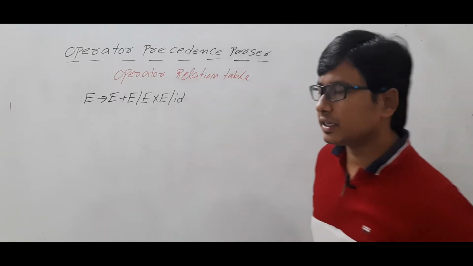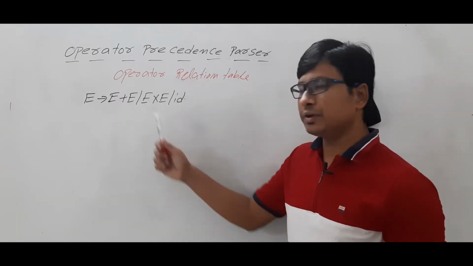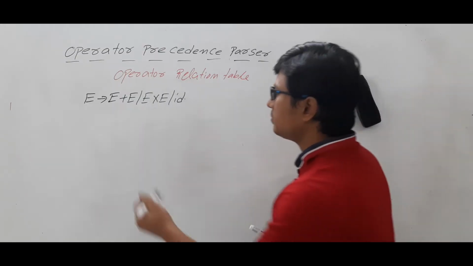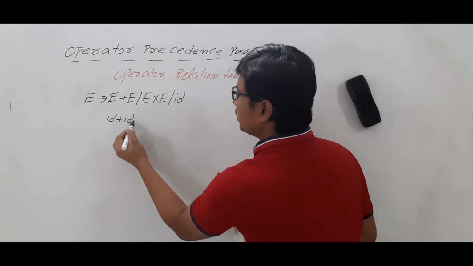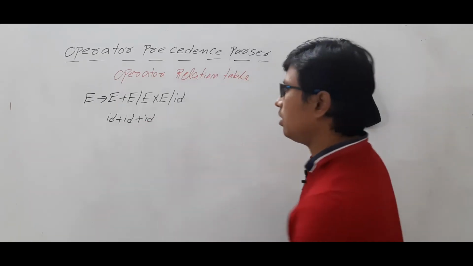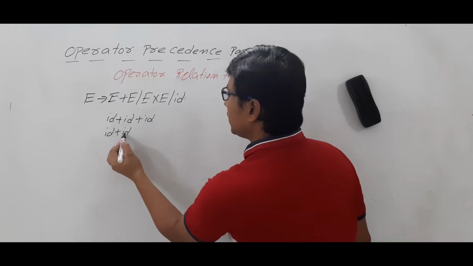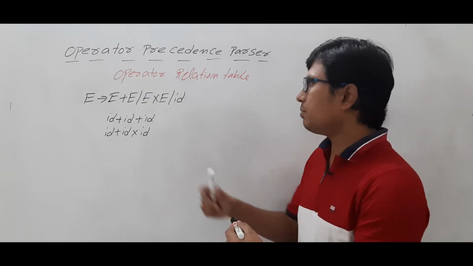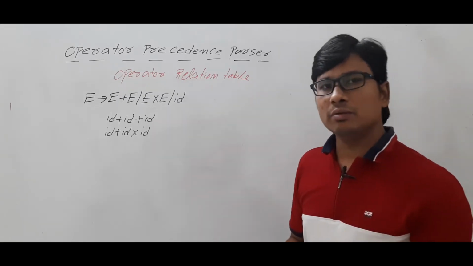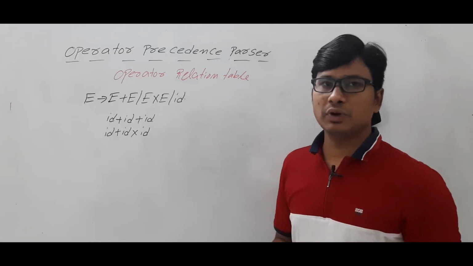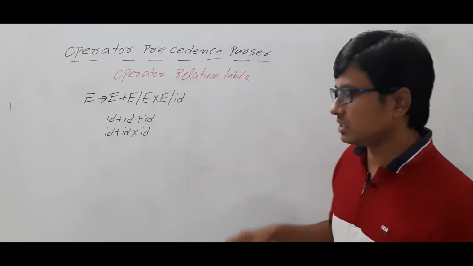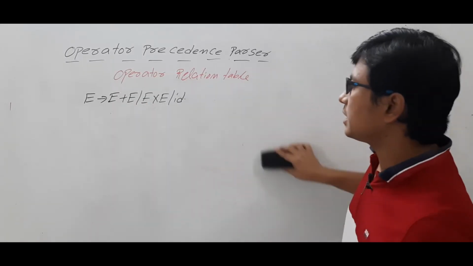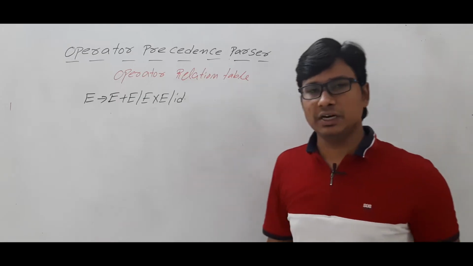This is the grammar I am taking, and you already know that it is an ambiguous grammar. Am I right? If you want to verify, take id plus id plus id, or id plus id into id, and you will get more than one parse tree. So for any string, if you get more than one parse tree, or more than one leftmost derivation or rightmost derivation, I can say that it is an ambiguous grammar. So I want to check whether this ambiguous grammar can be parsed using the operator precedence parser or not.